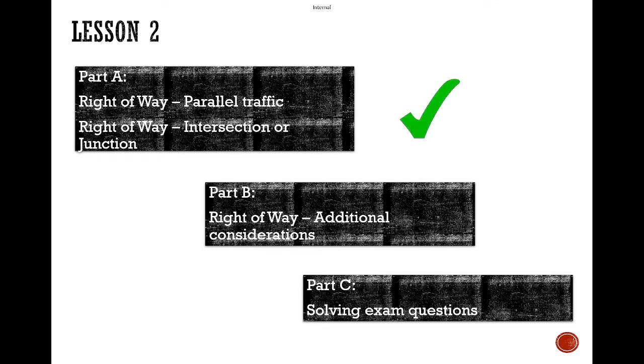In lesson 2, part A, we have looked at right of way for parallel traffic. We also looked at right of way for intersection or junction. In part B, we looked at some additional considerations for right of way. And this is part C for you, where we will solve some exam questions. So if you have not watched part A and part B, I suggest you watch them to get continuity.